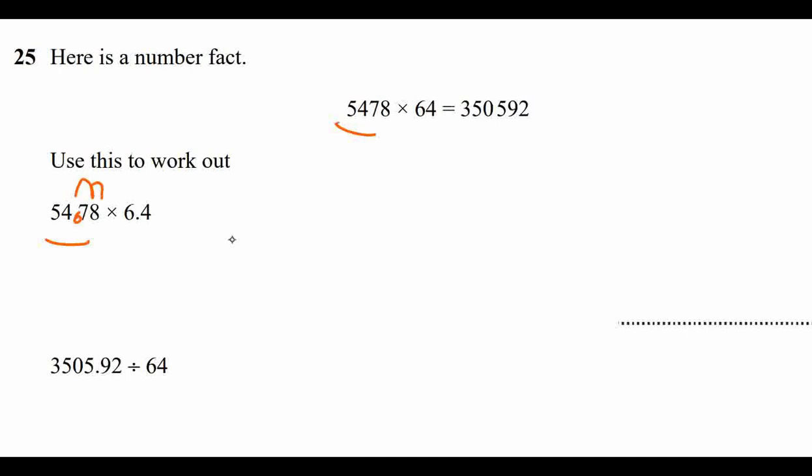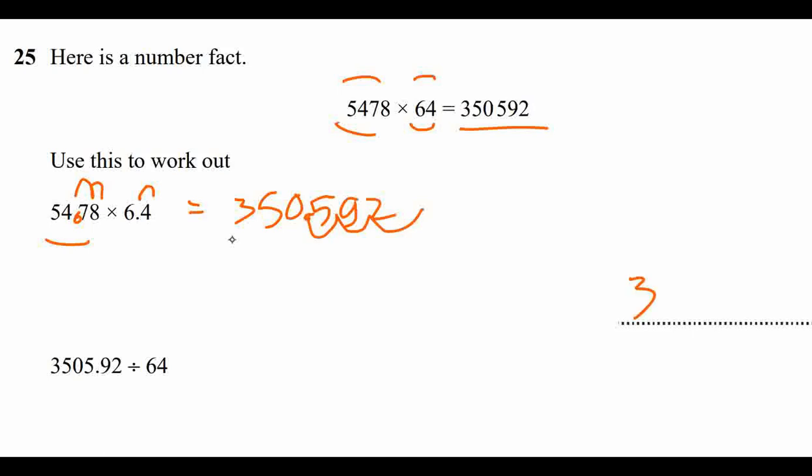This is the decimal point, and there is no decimal point in here. Times this is, instead of 64, now there is 1 decimal place, 6.4. So altogether there are 1, 2, 3 decimal places. So the numbers should be the same, only we have to add 3 decimal places: 1, 2, 3. And this is the decimal point. So 350.592. That will be our answer.